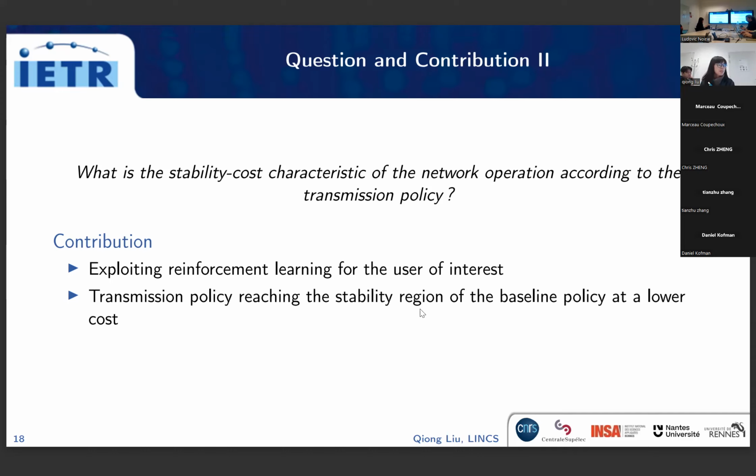Because the characterization of the stable region when considering resource allocation is very difficult to obtain, because of the interdependence between the geometry, the allocation strategy and the dynamics here. And the dynamic nature of the network lends itself perfectly to being described by a Markov decision process. And further, reinforcement learning technology can be used. So we explore reinforcement learning for the user of interest here. And we find that the transmission policy trained by reinforcement learning can reach the same stable region as the baseline policy we mentioned before, but with a lower transmission cost.